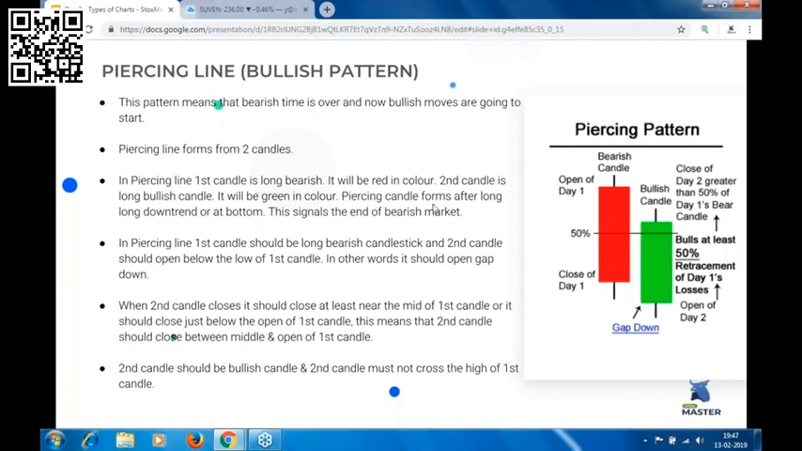Now the piercing line forms after a long downtrend or at the bottom. This signals the end of the bearish market. In piercing line, the first candle should be a long bearish candle and the second candle should open below the low of the first candle. There should be a gap down opening in the second candle. And when the second candle closes, it should close at least near the mid of the first candle, or it should close just below the open of the first candle. It should not break the high of the first candle.